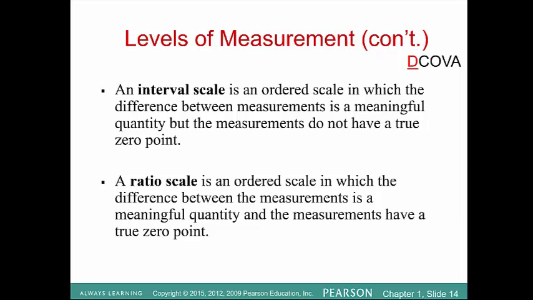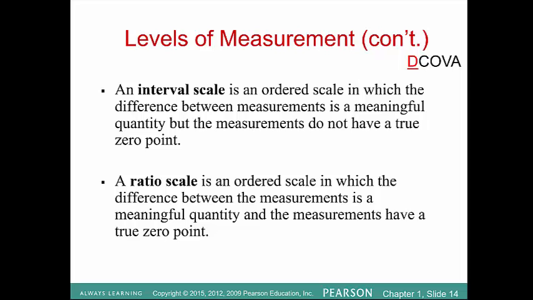Ordinal numerical variables, where the distance between values matters, are considered interval variables. An interval scale is an ordered scale in which the difference between measurements is a meaningful quantity, but the measurements do not have a true 0 point. Examples of interval data are time of day, which could be in 12-hour or 24-hour systems, and temperature, which could be Fahrenheit or Celsius.